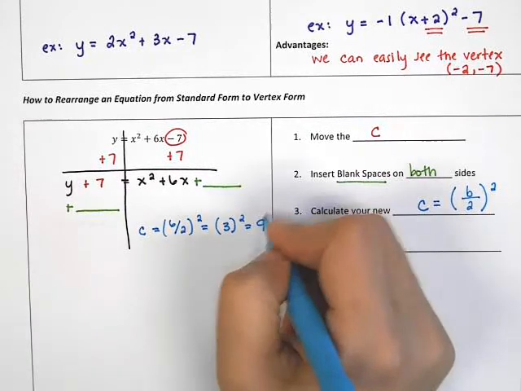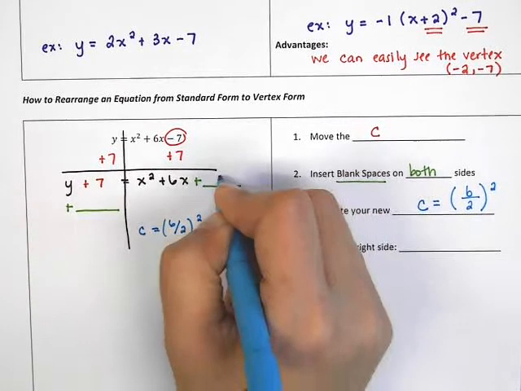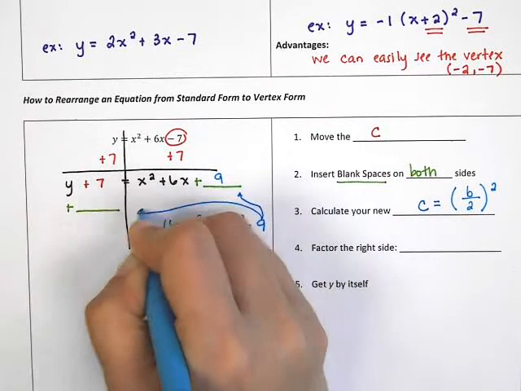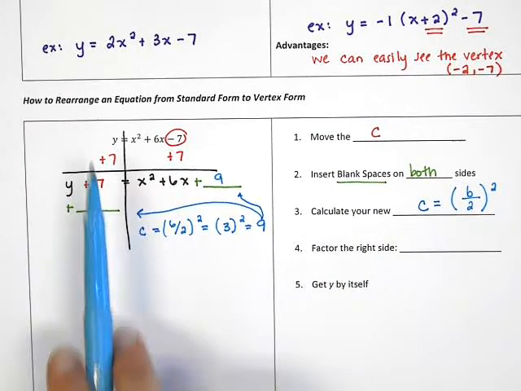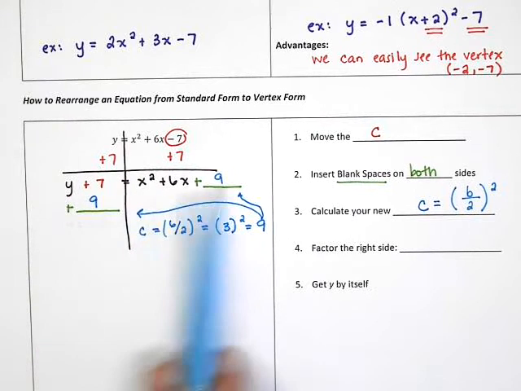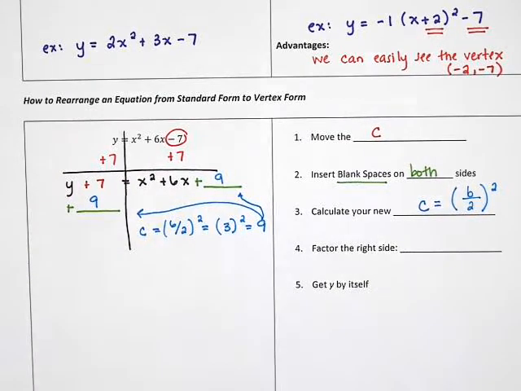That 9 is going to get filled into both blank spaces, because whatever you do on one side of the equation, you have to do the other. That's why we added 7 on both sides. That's why we're putting in that number into the blank spot on both sides.